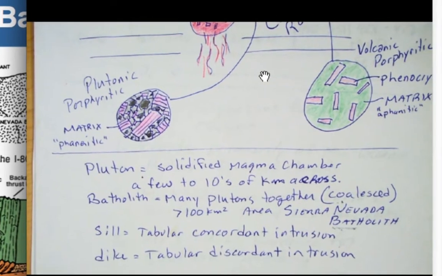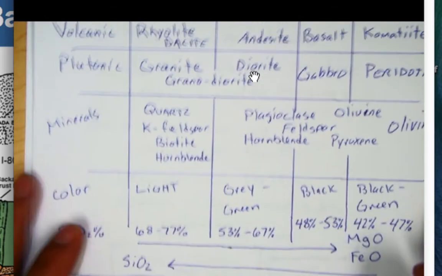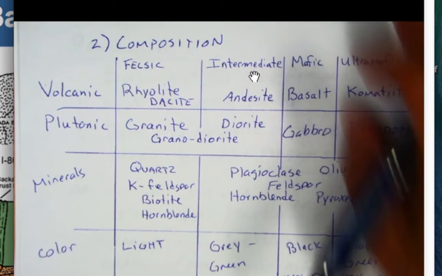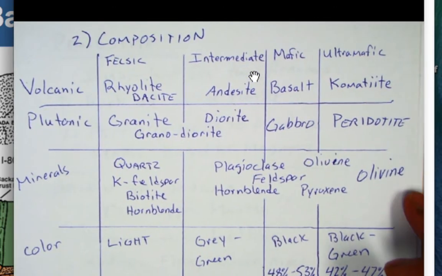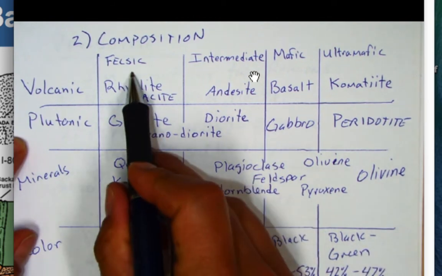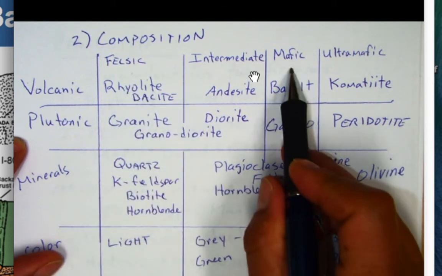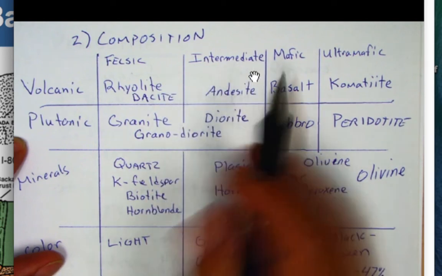Now, looking over here at the composition. So we want to focus on the chemistry of igneous rocks. So for composition, this is an important chart that I have here. And what I'm showing is that we have volcanic and plutonic rocks, and then we've got the composition. We've got felsic, which is going to be rich in silica. Mafic, which is rich in magnesium and iron. And then intermediate is somewhere between felsic and mafic rocks.